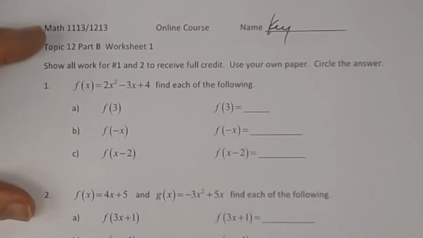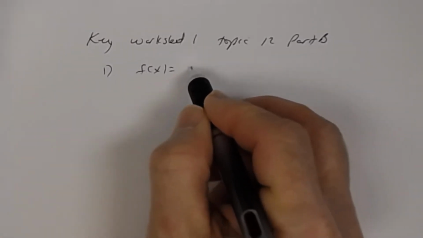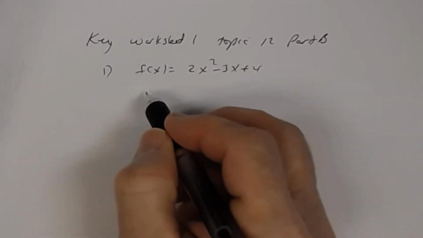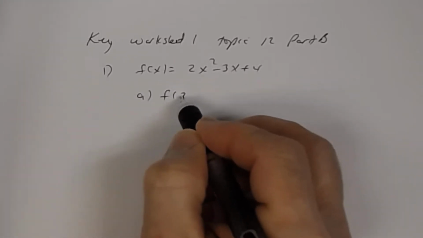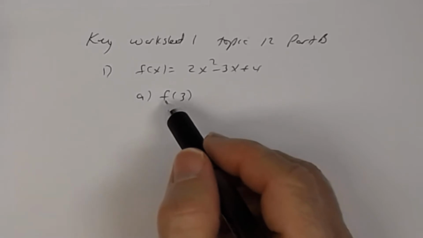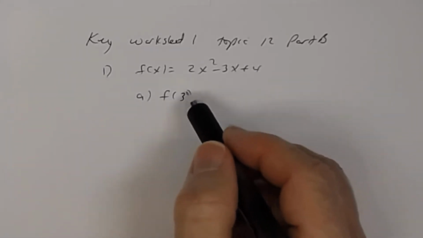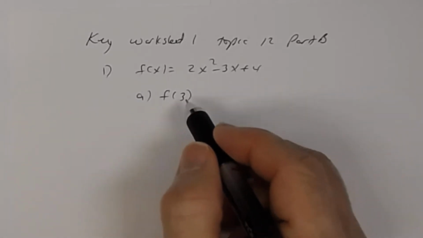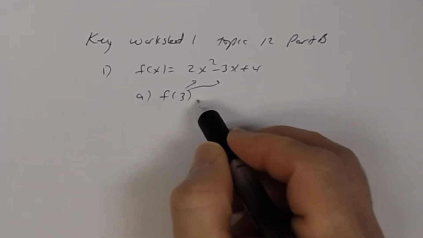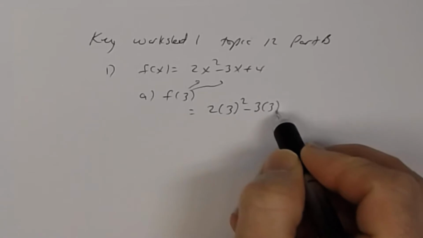Okay, so number 1, this is our function. We have f of x equals 2x squared minus 3x plus 4. In part A, you want to find f of 3. Remember, that's the easy kind, where you're finding the value of the function at a specific real number. All you do is, in place of x, substitute 3. So I get 2 times 3 squared minus 3 times 3 plus 4.